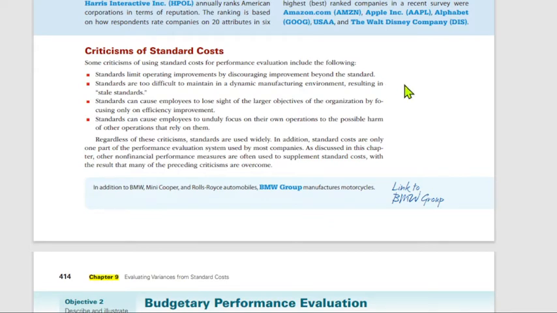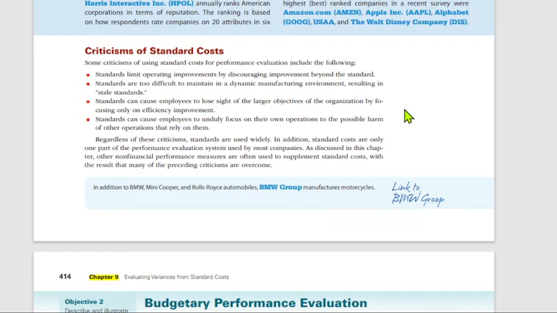So the standard should be carefully reviewed and revised periodically or as the need arises because of a dynamic manufacturing environment, especially now that digitization, digital technologies, and innovations have made manufacturing processes dynamic. Standards can cause employees to lose sight of the larger objectives of the organization by focusing only on efficiency improvement.